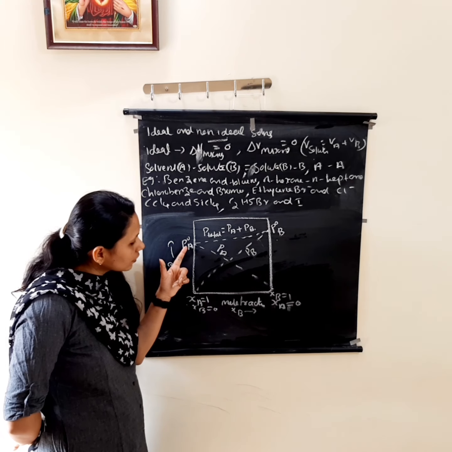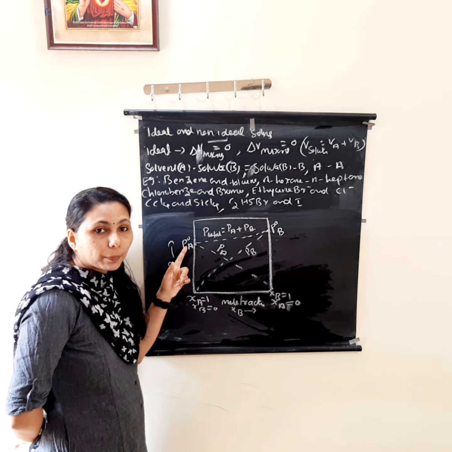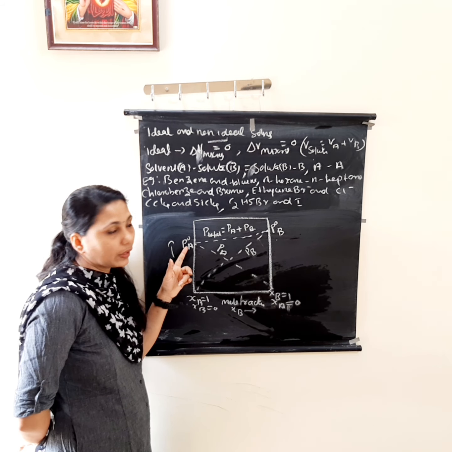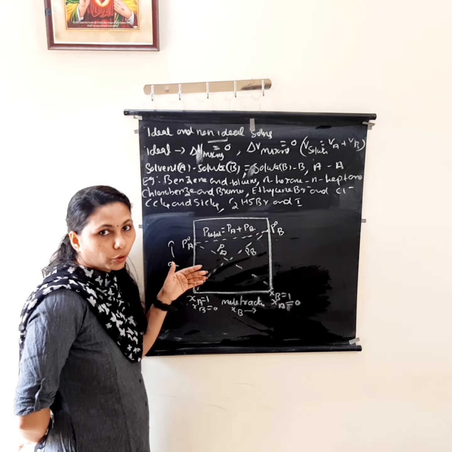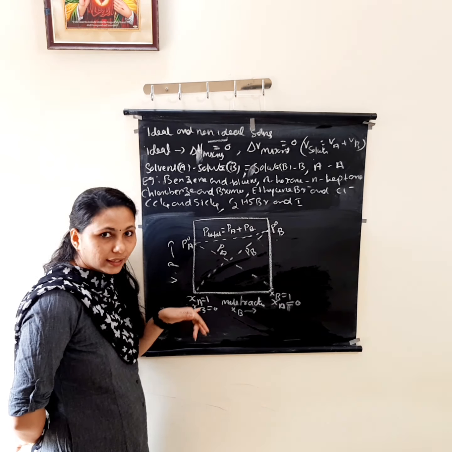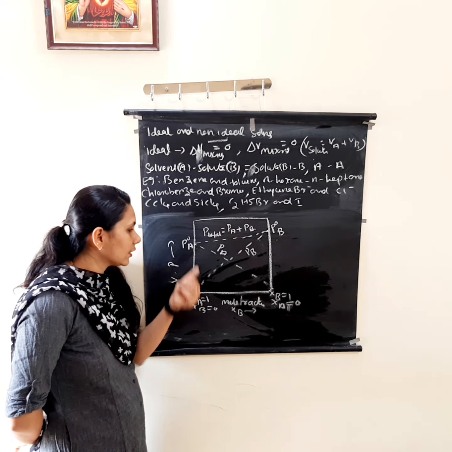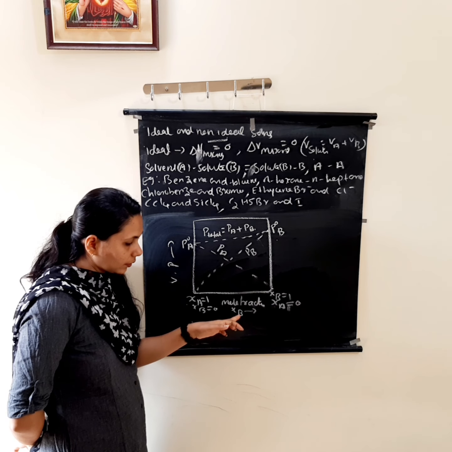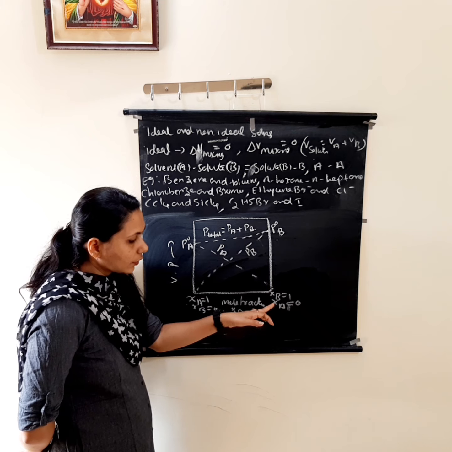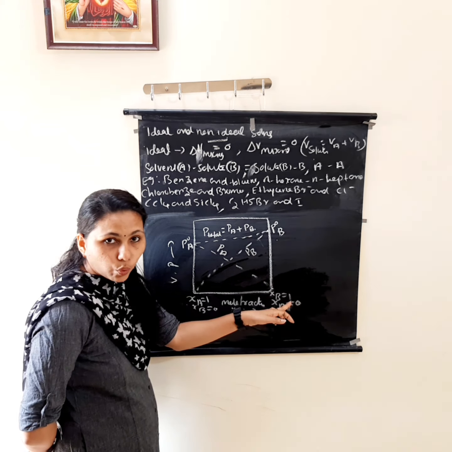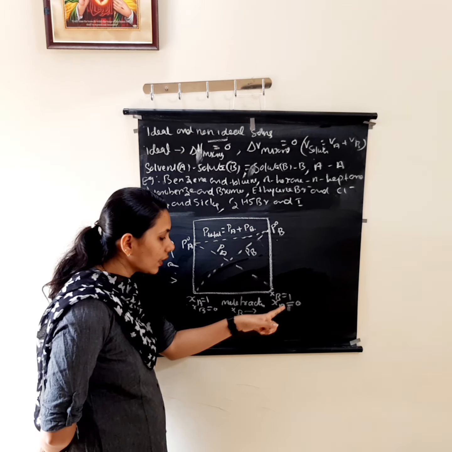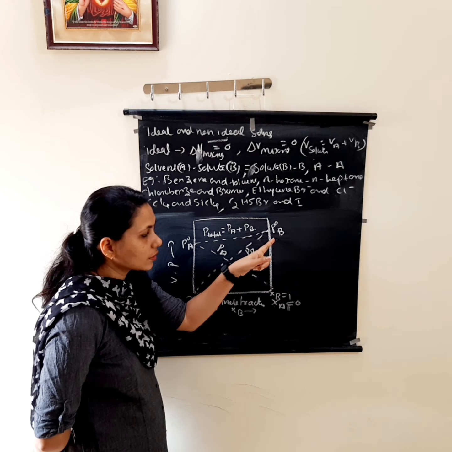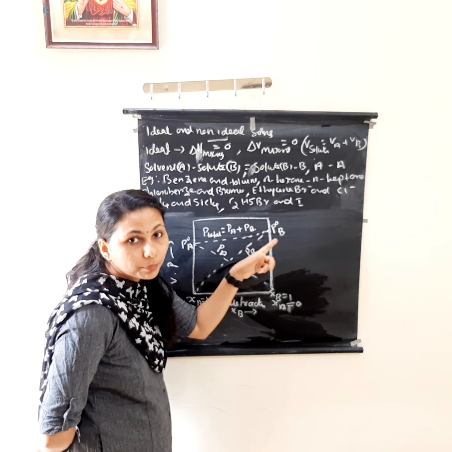And here P0A means the vapor pressure of the pure component A. That means here only XA is there, only component A is there, and its vapor pressure is P0A. Now XB is increasing. Mole fraction XB increasing means, here you can see XB equal to 1. It was 0, here it has become 1 and XA equal to 0. So here you can see P0B, the vapor pressure of the pure component B only.